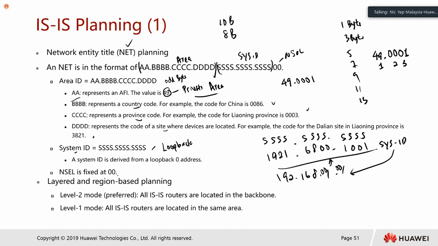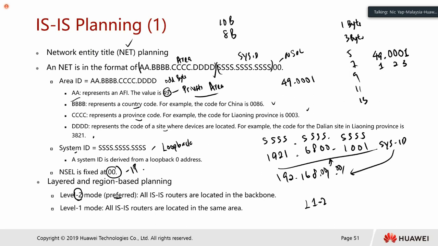And the N-selector is always 00 when you are running in an IP environment. I don't care if it's a V4 or V6 environment, it will also be 00. And for layer and region based planning, level 2 is always preferred. So don't use level 1-2. Because if you have only one single area, don't use level 1-2. You use all level 1 or all level 2, but don't use level 1-2.